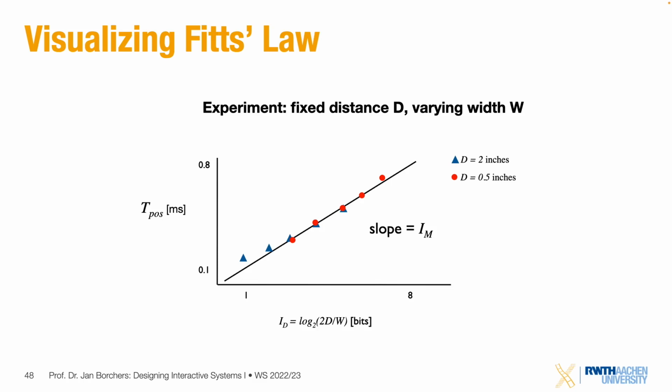Why do we have 2 different kinds of dots in here? Well, this is already a plot of 2 different experimental conditions. One was with the distance of 2 inches, and the other one with the distance of ½ an inch, right? And you can see here, even though they are completely different experiments with different distances, by mapping them into this relationship 2D divided by W, they actually fell together on one line, and that was the big discovery that Fitts made.